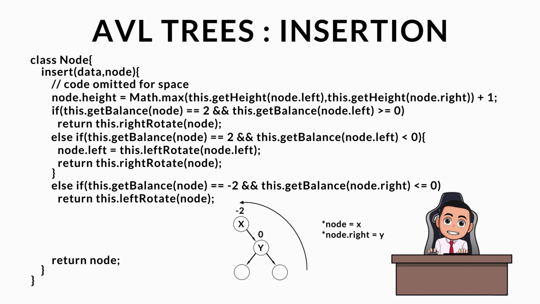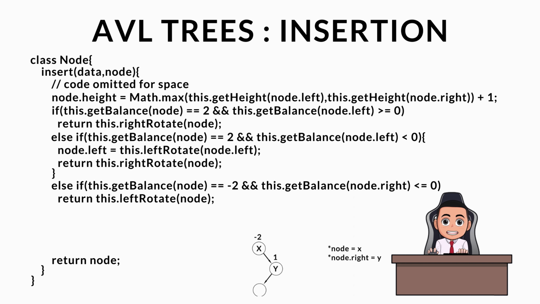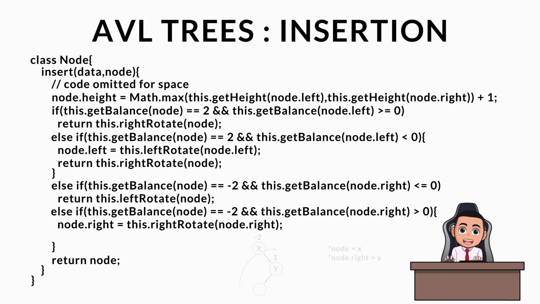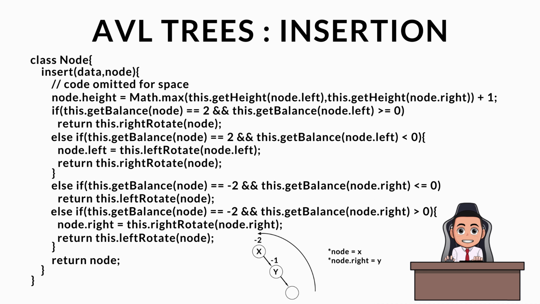Last example, given the following diagram, we check to see if the balance factor of the node we're at is -2, and if its right child's balance factor is greater than 0. If it is, we know how to solve this. First, we perform a right rotation around y. So within the code, y is node.right, and then we go ahead and perform a left rotation around x. So node being represented by x within the diagram. Alright, so this is all the code for insertion.